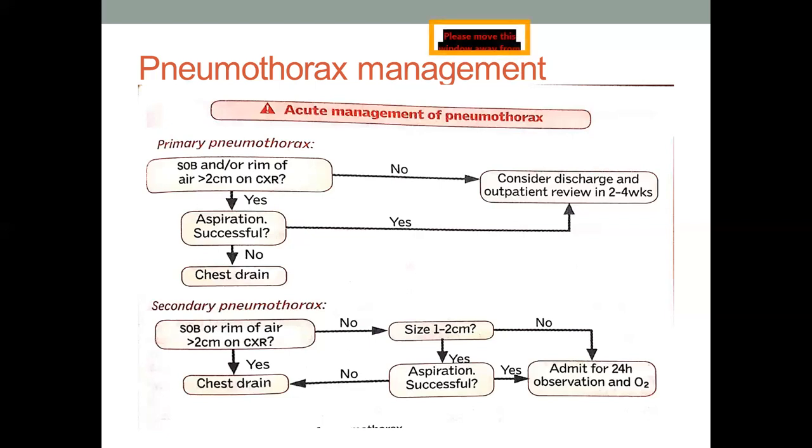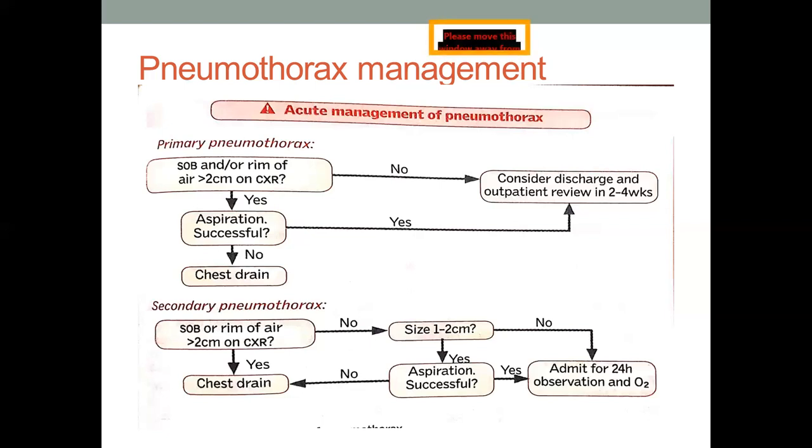if the patient is not short of breath and the rim of air is less than 2 centimeters, then just do observation for 24 hours and give high flow oxygen.